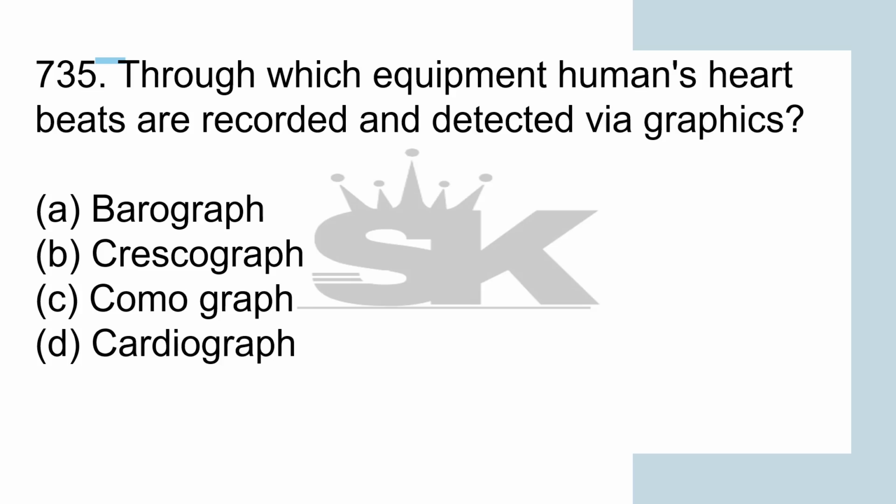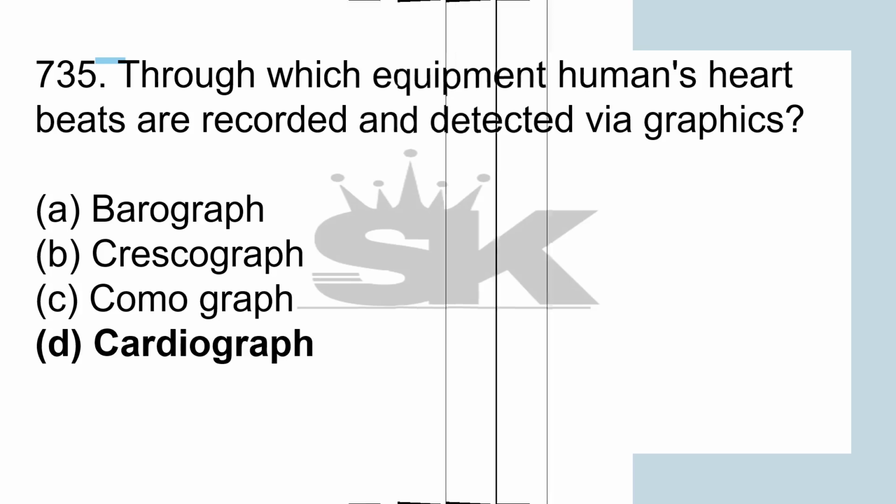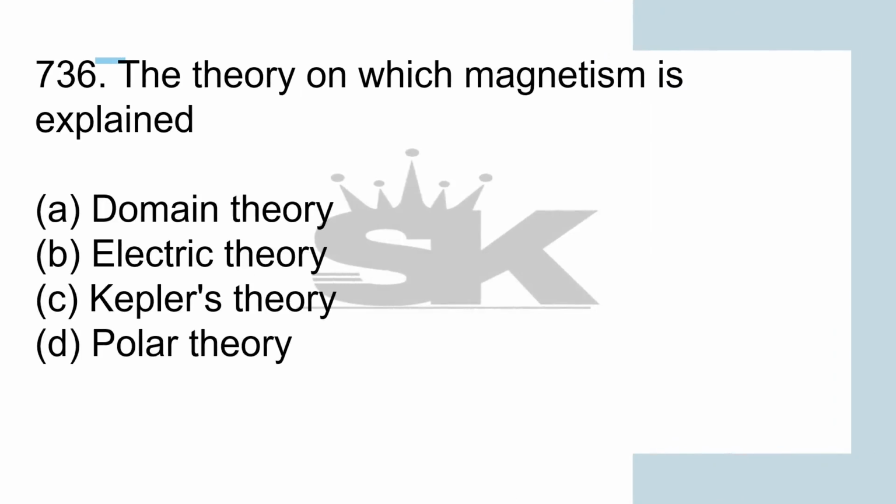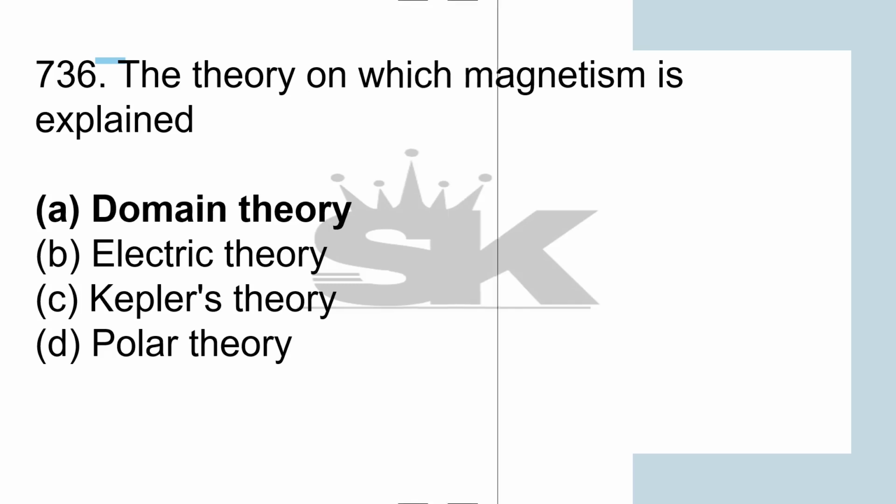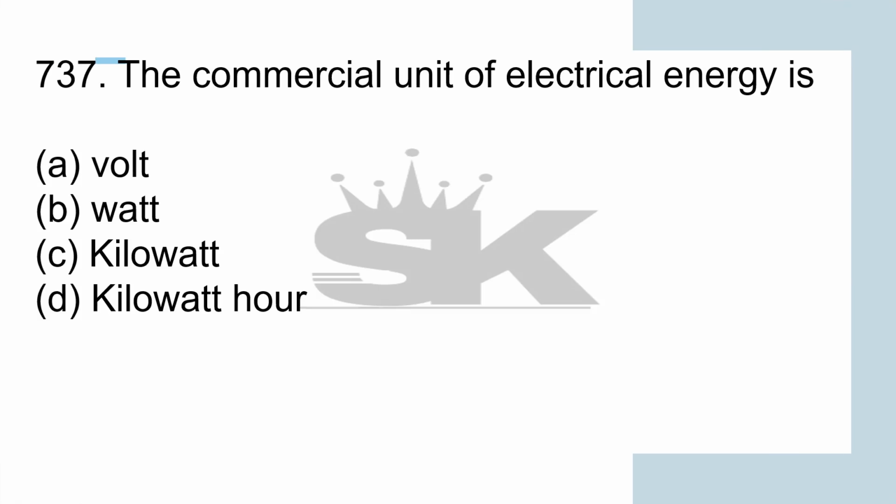Through which equipment human heartbeats are recorded and detected via graphics? That is cardiograph. Okay. The theory on which magnetism is explained. That is domain theory. Okay. The commercial unit of electrical energy is, that is, kilowatt hour. Okay.